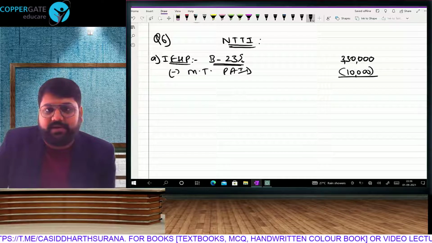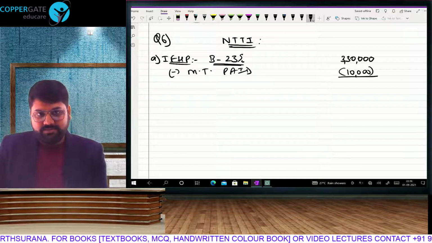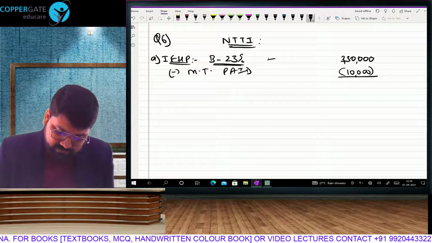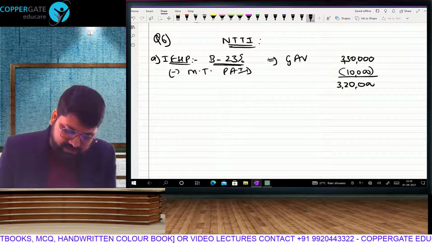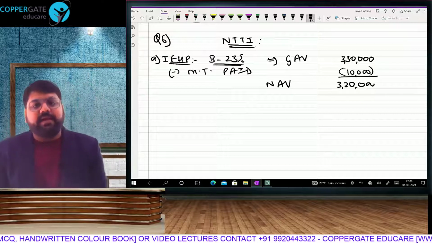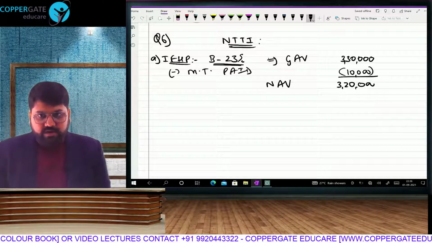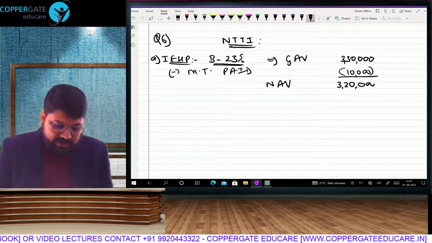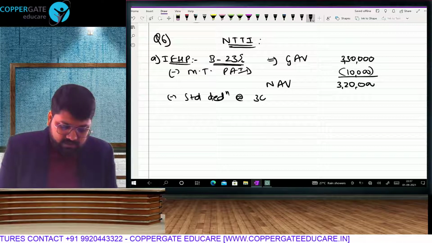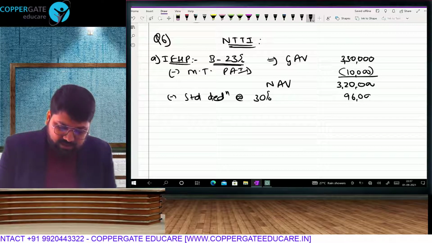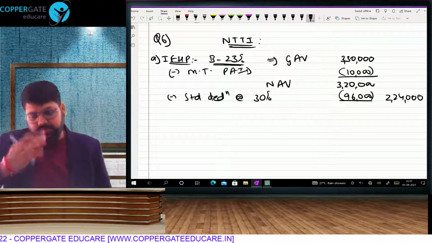Oh, but ladies and gentlemen, bad news. Bad news. This will be called gross annual value, and this 320 will still remain in the inner column. We will call it net annual value, because the calculation of income from house property requires that whatever is your net annual value, from that you will be getting a standard deduction of 30%, and only after taking the standard deduction you will be paying tax on your income from house property.